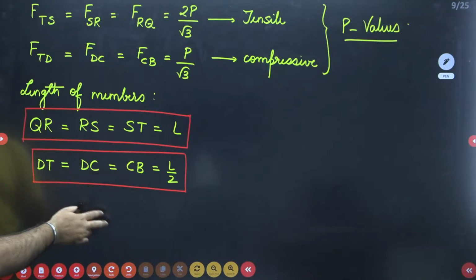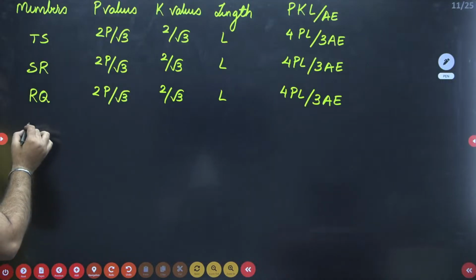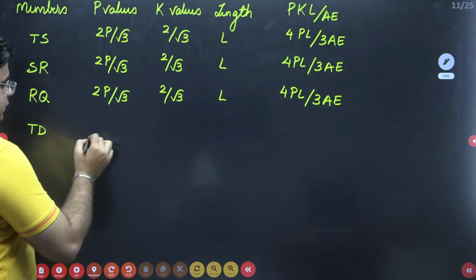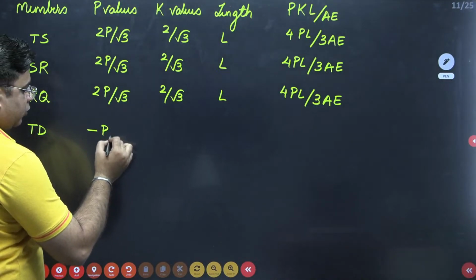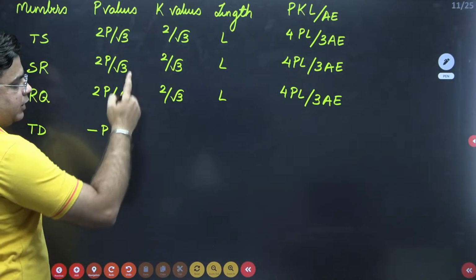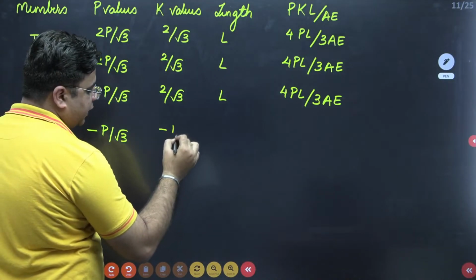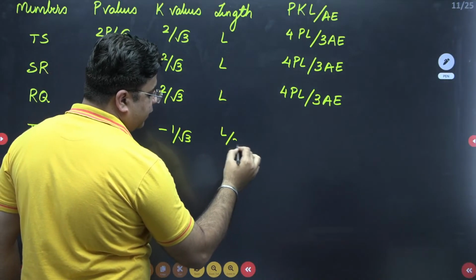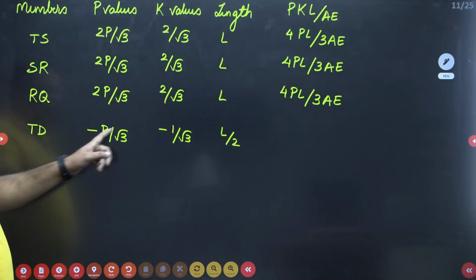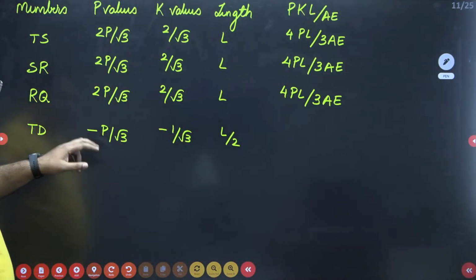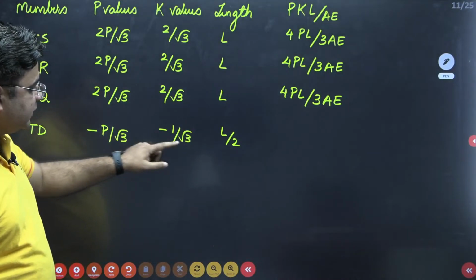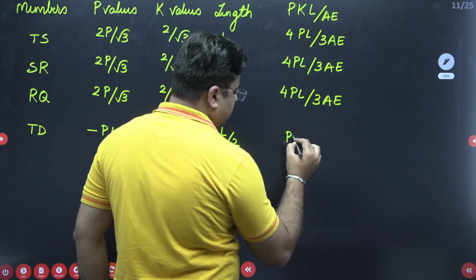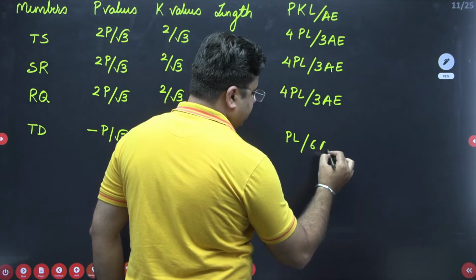Now I'll take TD. For member TD, P value is minus P by root 3. It is compressive in nature. K value is minus 1 by root 3, again compressive in nature. Length of the member is L by 2. So when you multiply all of them, you will come up with PL by 6 AE.